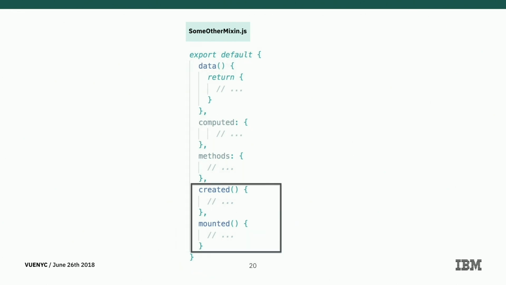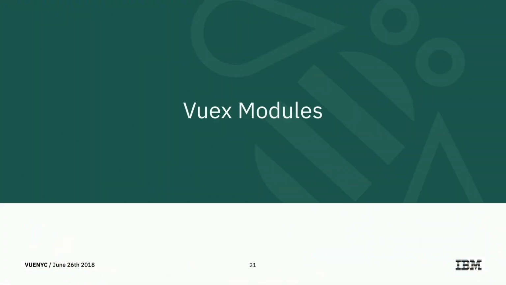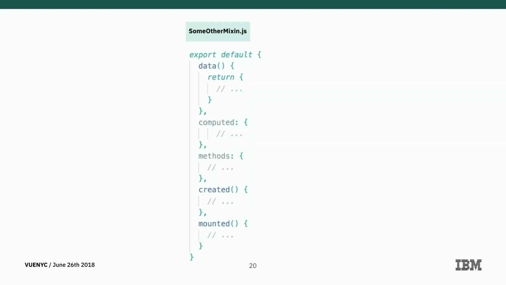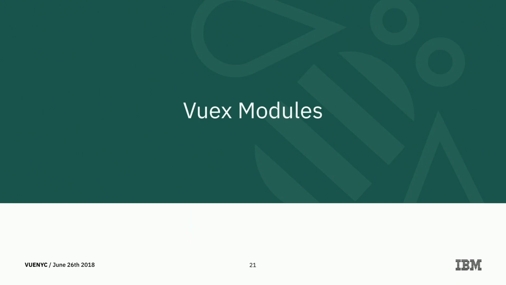But you can also have created and mounted functions, which are the hook functions. And the weird thing about those that you just want to keep an eye out for is that those will also be called from the mixin. So if you have a created function and you import that mixin, it is going to get called, and then the created for the component that you bring it in for will be called. So just something to keep an eye out for. But that's how mixins can help us get our code distributed through the app and only have to write it once.